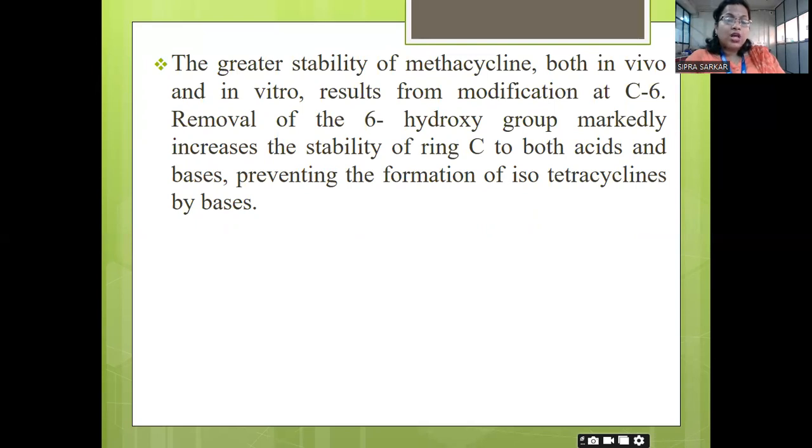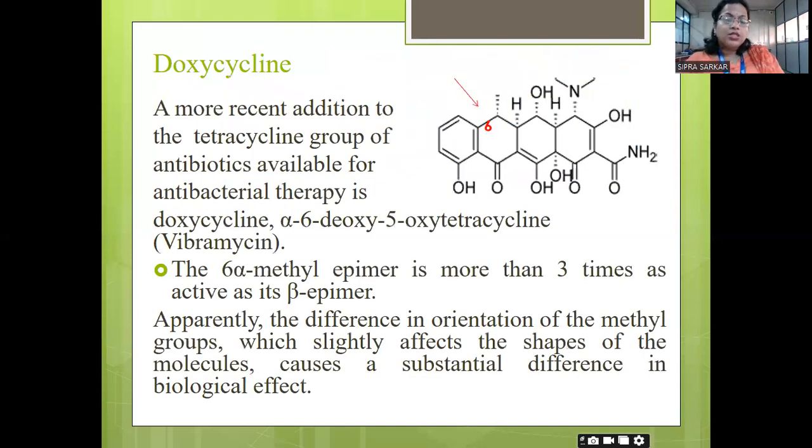That means at the C6 position, if the hydroxy group is removed, it markedly increases the stability to both acid and base, so preventing the formation of isotetracycline by base is easier. See the structure of doxycycline. The most important and more recent addition to the tetracycline group of antibiotics available for antibacterial therapy is doxycycline, alpha-6-deoxy-5-oxytetracycline, also known as Vibramycin.